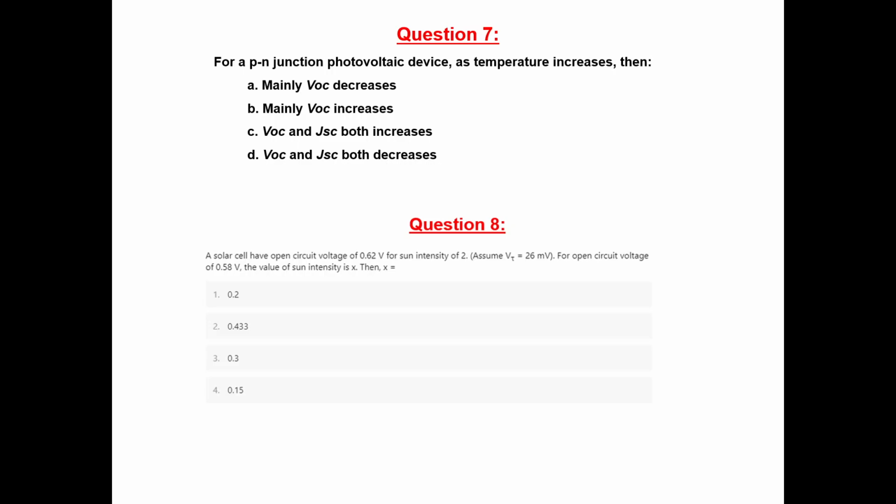A solar cell has an open circuit voltage of 0.62 volt for sun intensity of 2. Assume VT is equal to 26 millivolt. For an open circuit voltage of 0.58 volt, the value of sun intensity is X. Then X is what? See, they have given the sun intensity value for an open circuit voltage of 0.62. Now they have asked the sun intensity value for an open circuit voltage of 0.58 volt. That's the question.